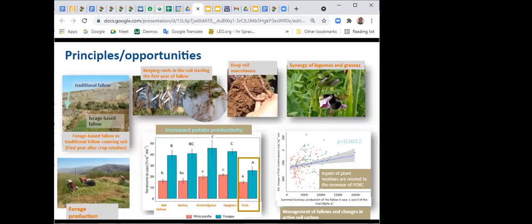al tipo de manejo y los insumos que ellos están aplicando a las parcelas, es decir, que se ha visto cuando hay mayor ingreso de estiércol, de materiales orgánicos, hay mayor acumulación de carbono activo en el suelo.